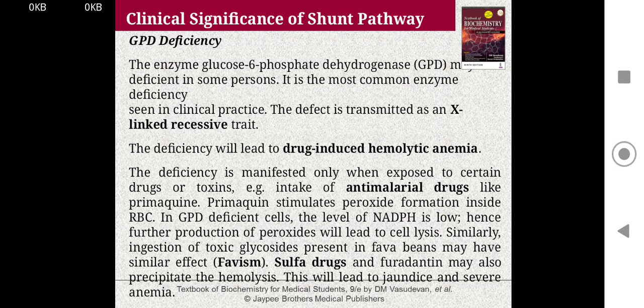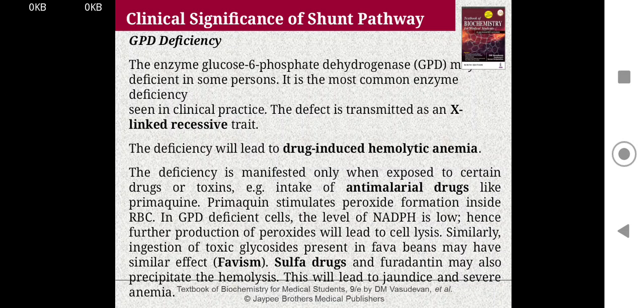The clinical significance of shunt pathway. G6PD deficiency. The enzyme glucose 6-phosphate dehydrogenase is deficient in some persons. It is the most common enzyme deficiency seen in clinical practice. The defect is transmitted as an X-linked recessive trait. The deficiency will lead to drug-induced hemolytic anemia. The deficiency is manifested only when exposed to certain conditions, certain drugs or toxins.